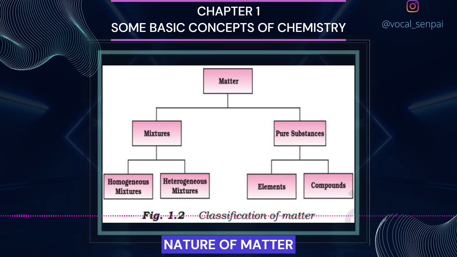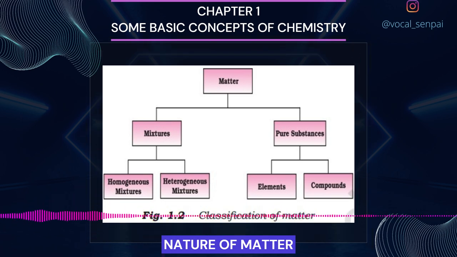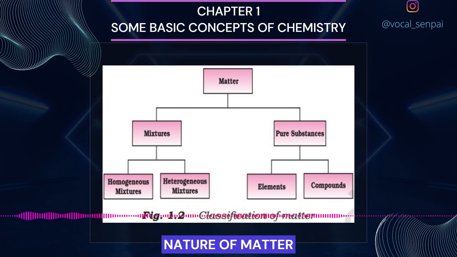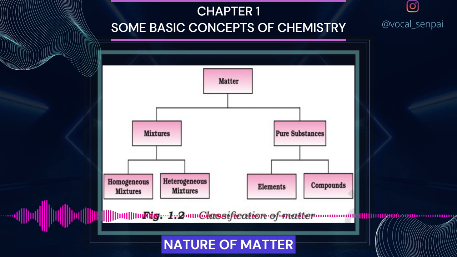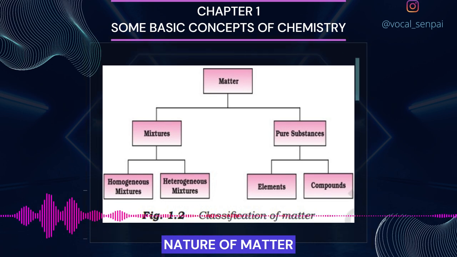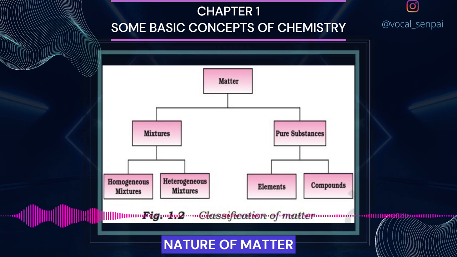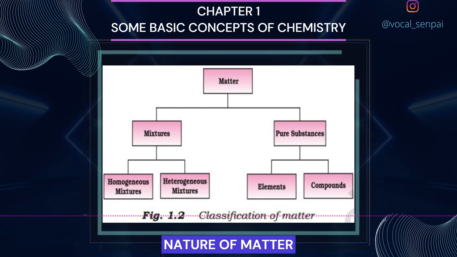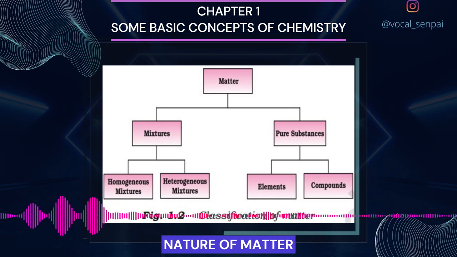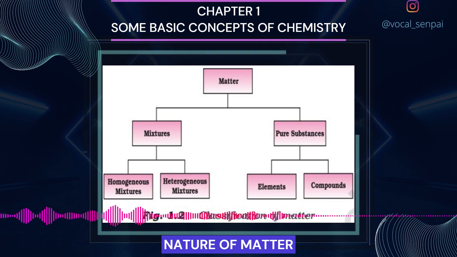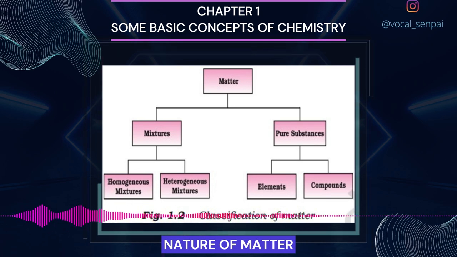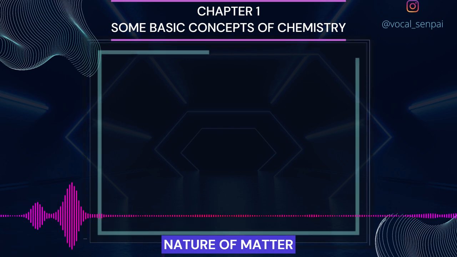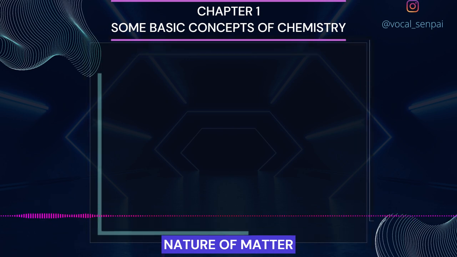Constituent particles of pure substances have fixed composition. Copper, silver, gold, water, and glucose are some examples of pure substances. Glucose contains carbon, hydrogen, and oxygen in a fixed ratio and its particles are of the same composition. Hence, like all other pure substances, glucose has a fixed composition. Also, its constituents, carbon, hydrogen, and oxygen, cannot be separated by simple physical methods.